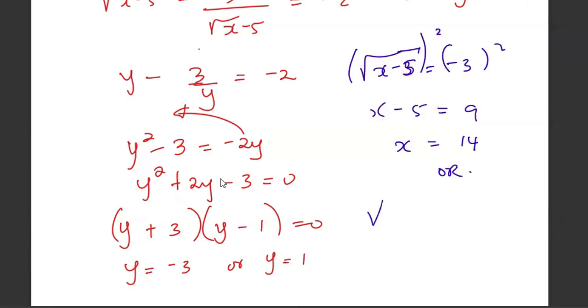Alternatively, root of x minus 5 gives us a 1. When you square both sides, x minus 5 is 1. X becomes just 6.